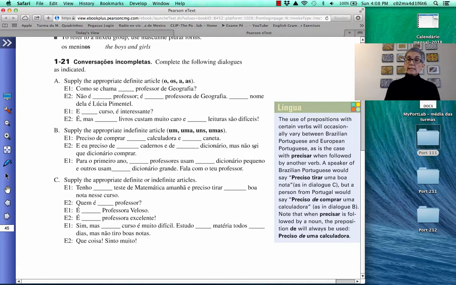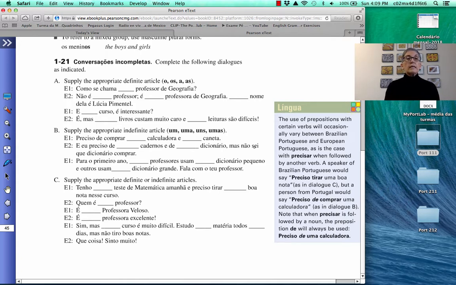E o curso é interessante? So, and the course, is it interesting, né? E o curso é interessante? Remember the intonation, ok? Rising intonation. E o curso é interessante? É. But the books cost. The books cost, and then they used expensive. They cost too expensive. It should be they cost too much, right? Eles custam muito. E as leituras, quer dizer readings, ok? And leituras is feminine. So, mas os livros custam muito caro e as leituras são difíceis.